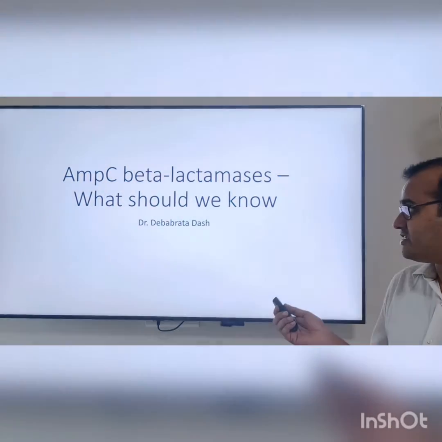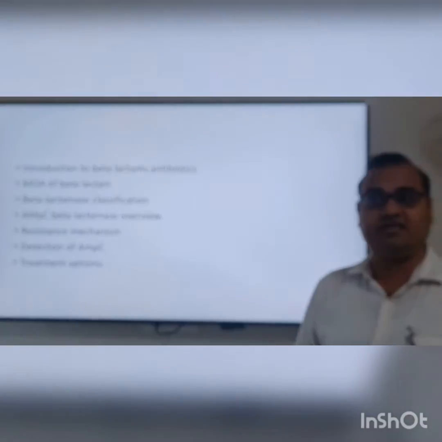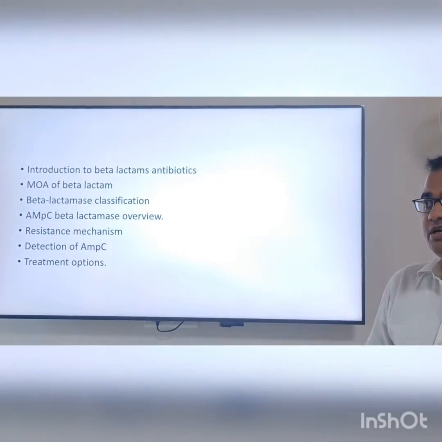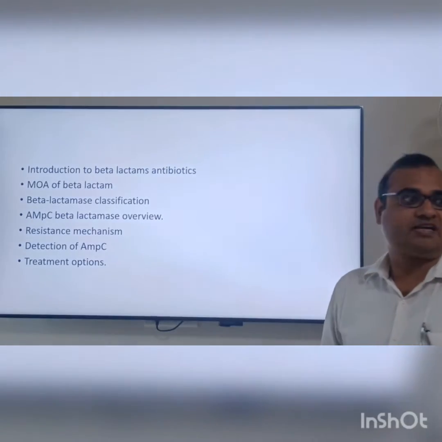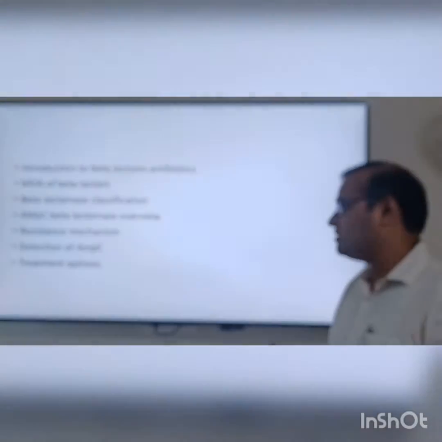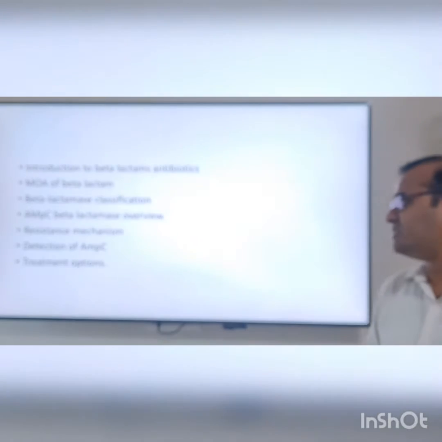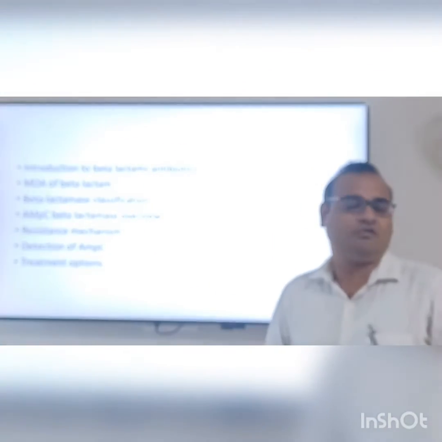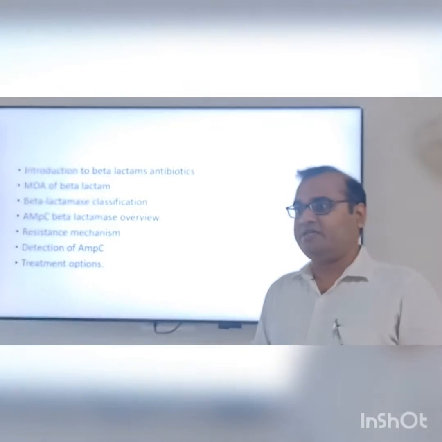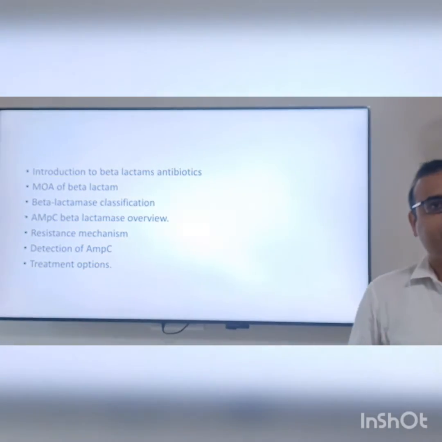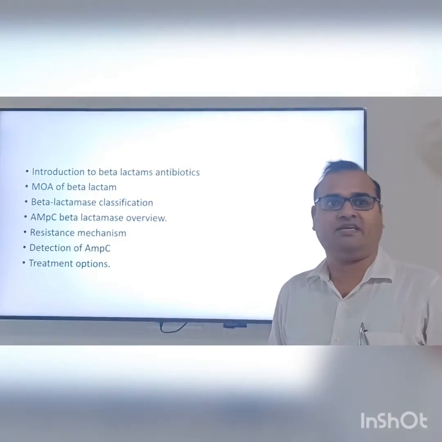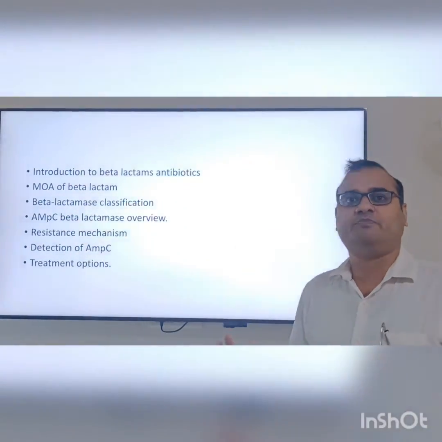Before we start with the AmpC beta-lactamase per se, in this discussion we are dealing with what beta-lactam antibiotics are, what the mechanism of action of beta-lactam antibiotics is, then the beta-lactamase classification, and then we are discussing the AmpC beta-lactamase overview, what the resistance mechanism is, how we can detect it in the laboratory, and what it means for an AST report, and how a clinician should interpret it.